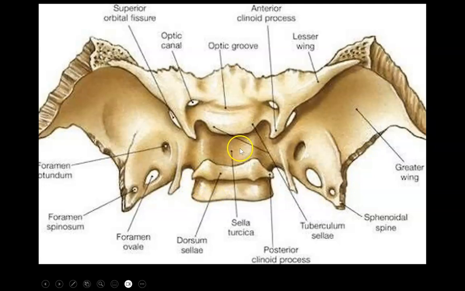This is the roof of the sphenoid sinus, the roof of the sphenoid bone, forming the middle fossa. In the midline, we have here the planum sphenoidale, the sulcus chiasmaticus, the tuberculum sellae, the hypophyseal fossa, the dorsum sellae, and the basisphenoid.